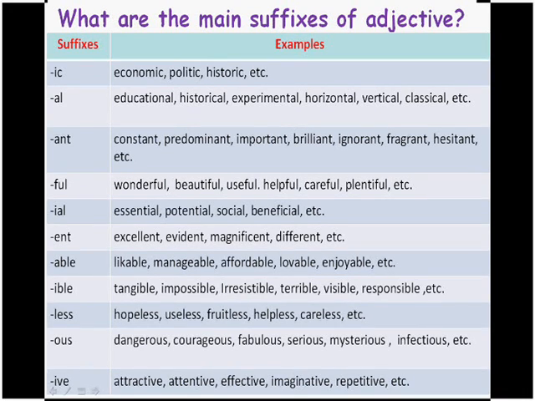And then we have ENT, like excellent, evident, magnificent, different. So if you find a word ending in ENT, then this could be an adjective, okay? Different story, excellent answer. And then we have the suffix able, for example: likable, manageable, affordable, lovable, enjoyable. So these are adjectives.